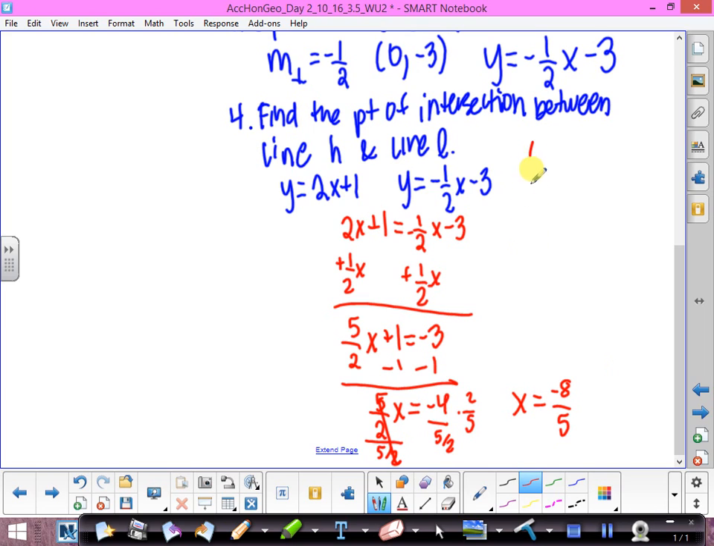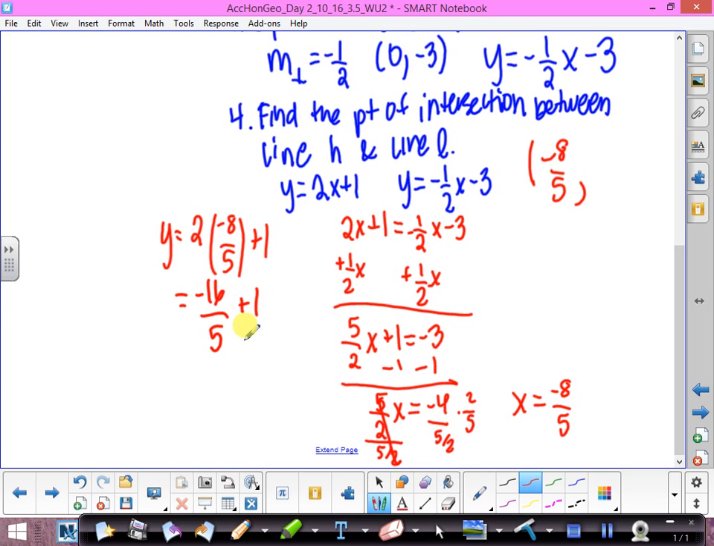So we've got -8/5. And so to find the y value, we need to take this x value and plug it into one of our equations. So we're going to have y equals 2 times -8/5 plus 1. So that'd be -16/5 plus 1. And we can rewrite 1 as 5/5. So that would be -11/5. So that would be our point of intersection. So take a look at that, see if you have any questions. If you do, jot them down and we can talk about them in class tomorrow.